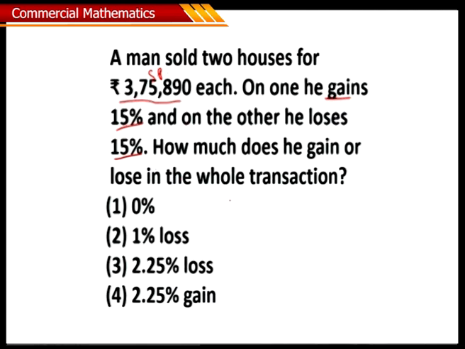X is 15%. So x square by 100. It is 15 square by 100. 15 square means 225 by 100, that is 2.25%. As we discussed earlier, always it is a loss. So that's how you can see that it is a 2.25% loss.